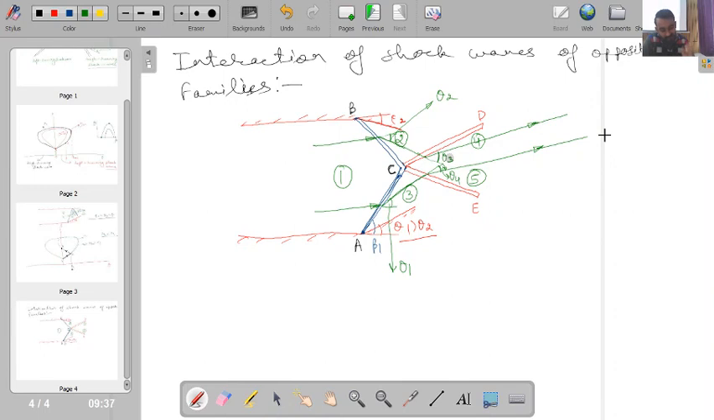Now, one important point is that I have taken theta 1 different from theta 2. So my conditions in regime 2 and regime 3 will be different. Is this point clear? It means that my M2 and M3 will not be the same. Okay, so let's now try to construct the diagram first.